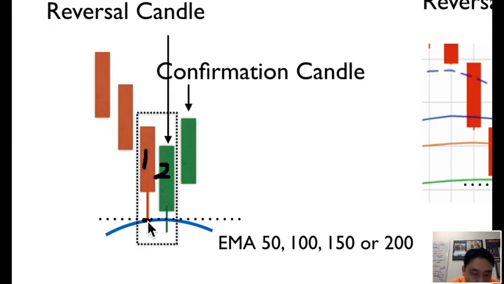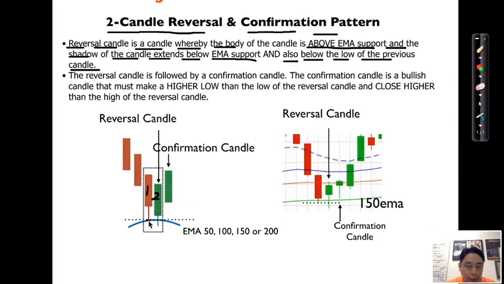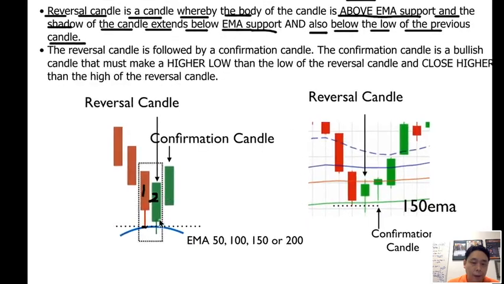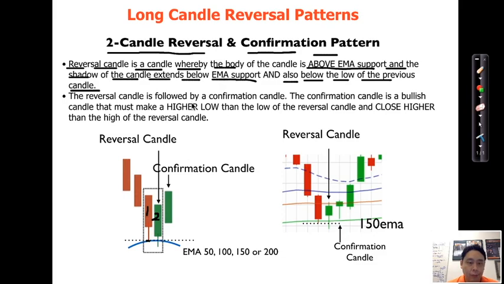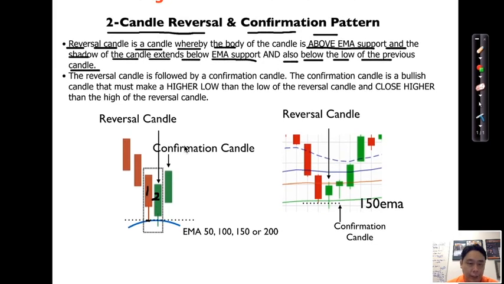That's the low of candle 1, which I will indicate with a dotted line, all right? So can you see that dotted line? That represents the low of the previous candle, or candle 1, okay? So the lower shadow of the reversal candle has to cut that dotted line for it to be a valid pattern. So let me repeat what I just said.